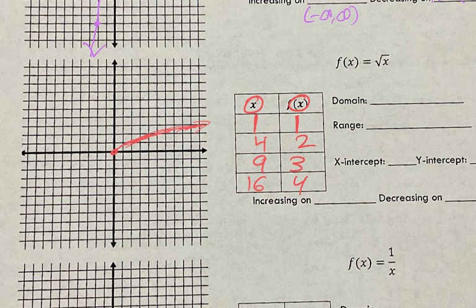What's my domain here? 0 to infinity. Include 0. Don't include infinity. What's the range? 0 to infinity. Include 0, don't include infinity. Where's the x-intercept? 0. Where's the y-intercept? 0. Where's this increasing? Everywhere, 0 to infinity. Where's this decreasing? Never.